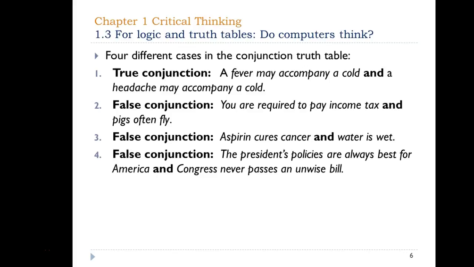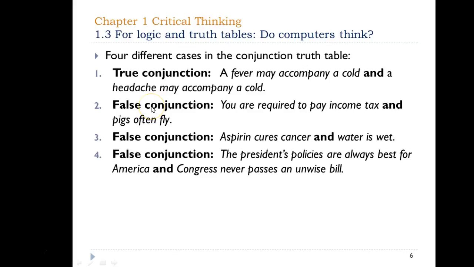A true conjunction: a fever may accompany a cold, and a headache may accompany a cold. Notice that "a fever may accompany a cold" is true. "A headache may accompany a cold" is also true. Therefore, the conjunction is a true statement.